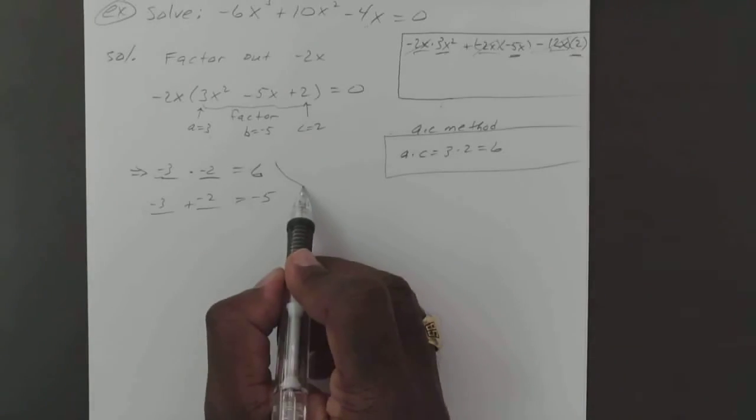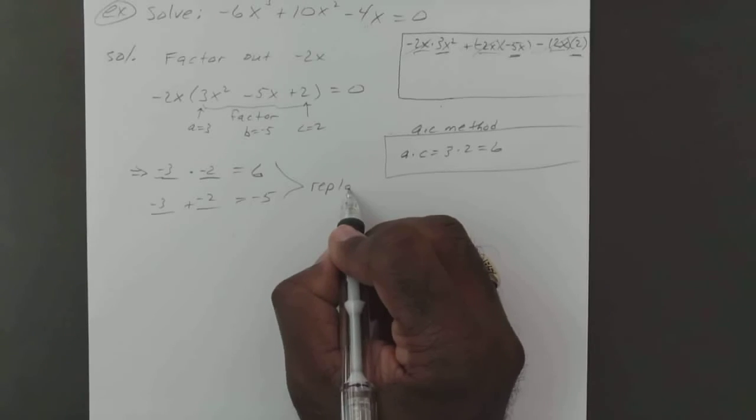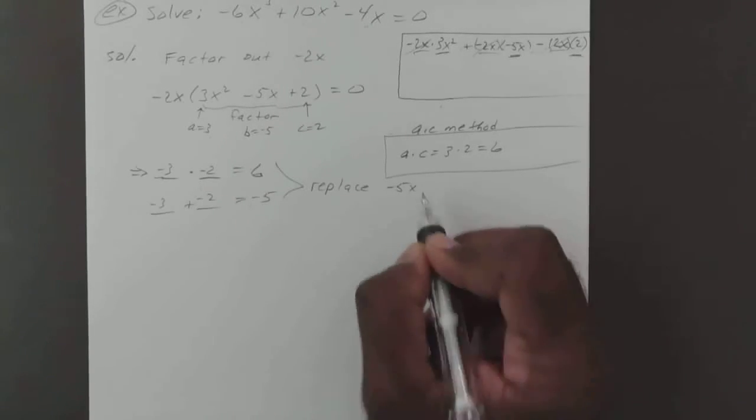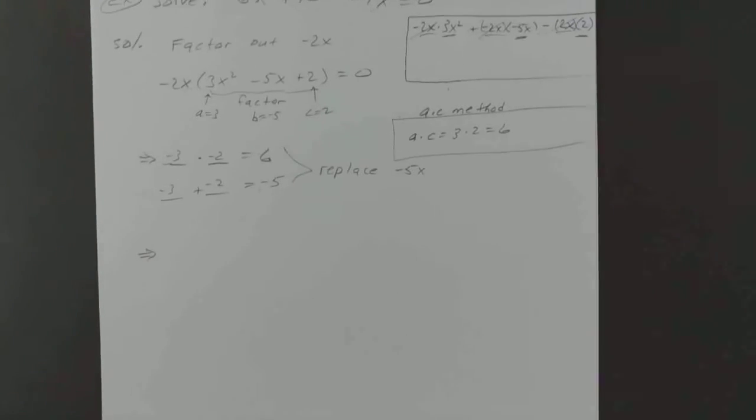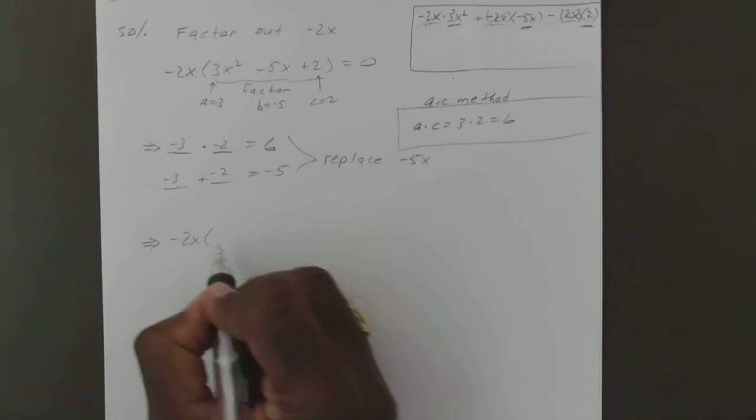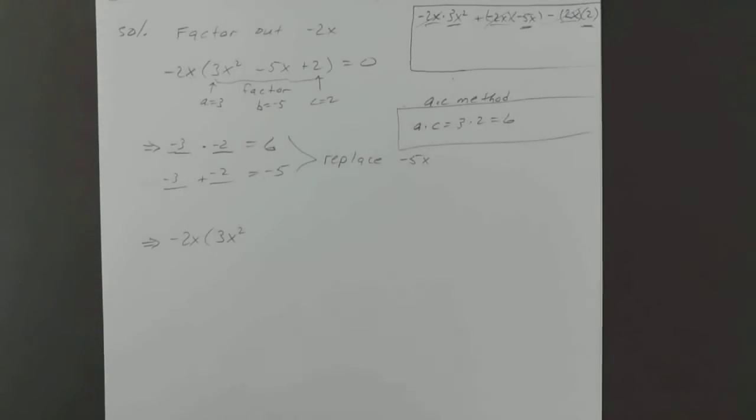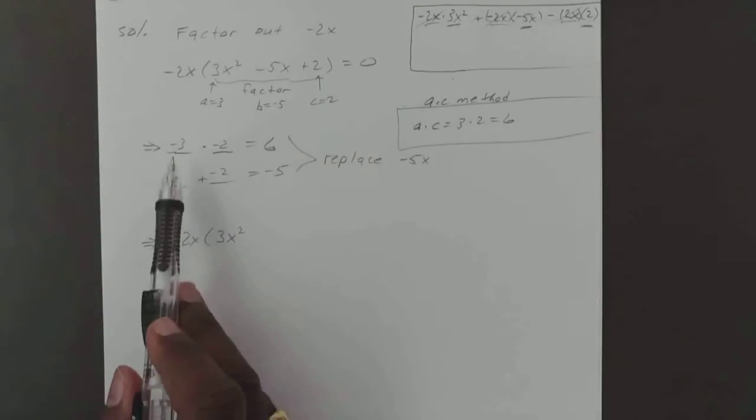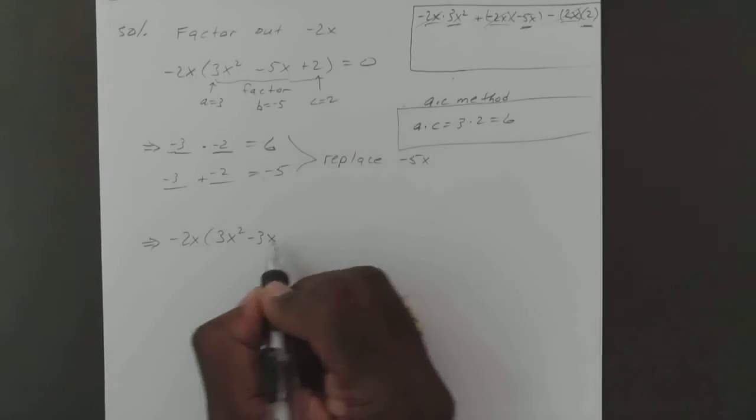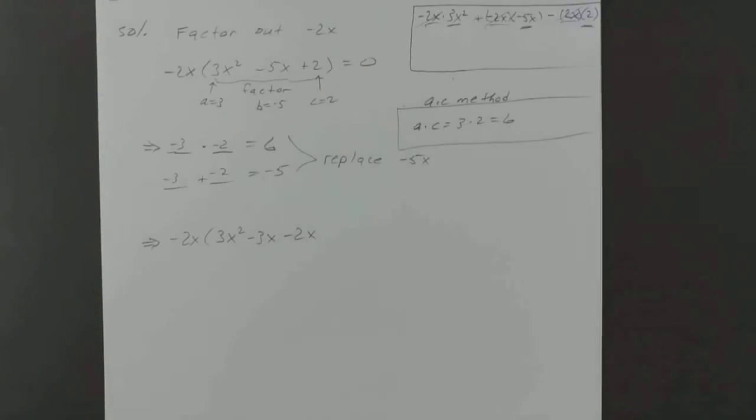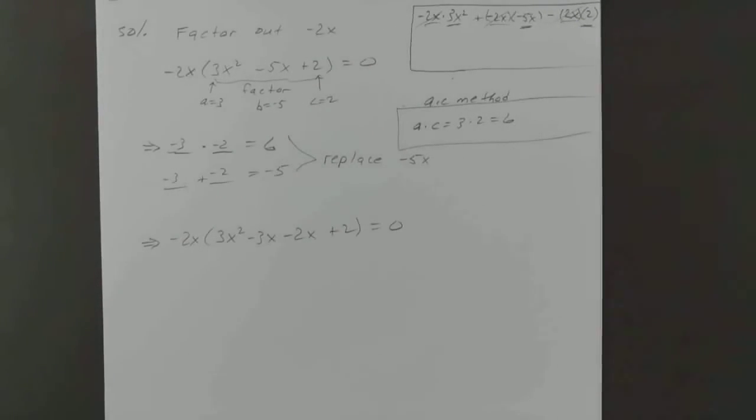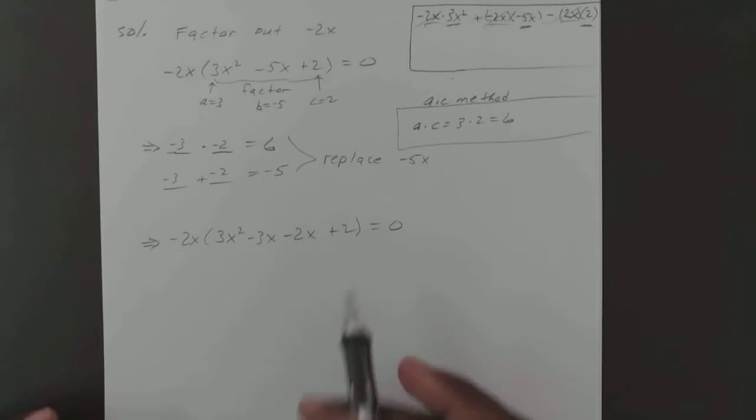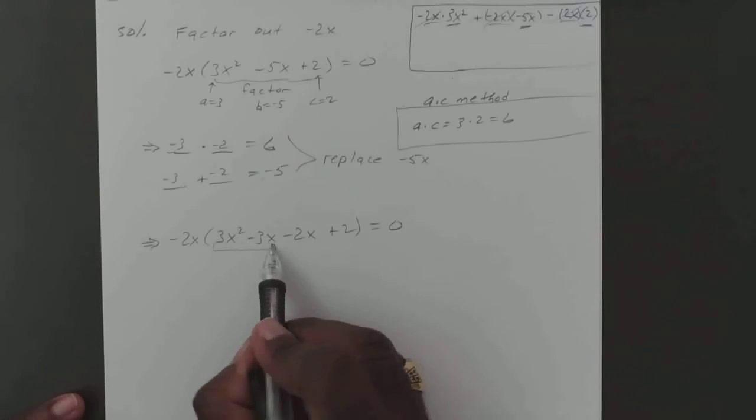Okay, so now we just replace negative 5x. Okay, so we have negative 2x times 3x squared, and instead of negative 5x, put negative 3x minus 2x plus 2, can't forget that one, equals 0. Okay. And now just for this part, we factor by grouping.